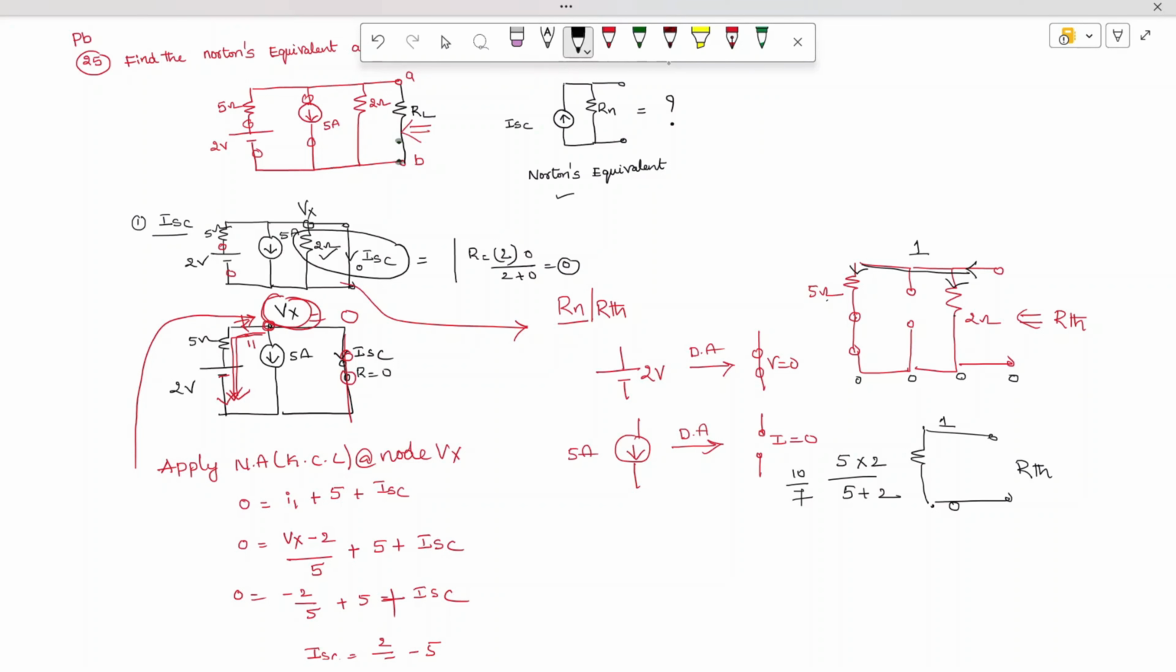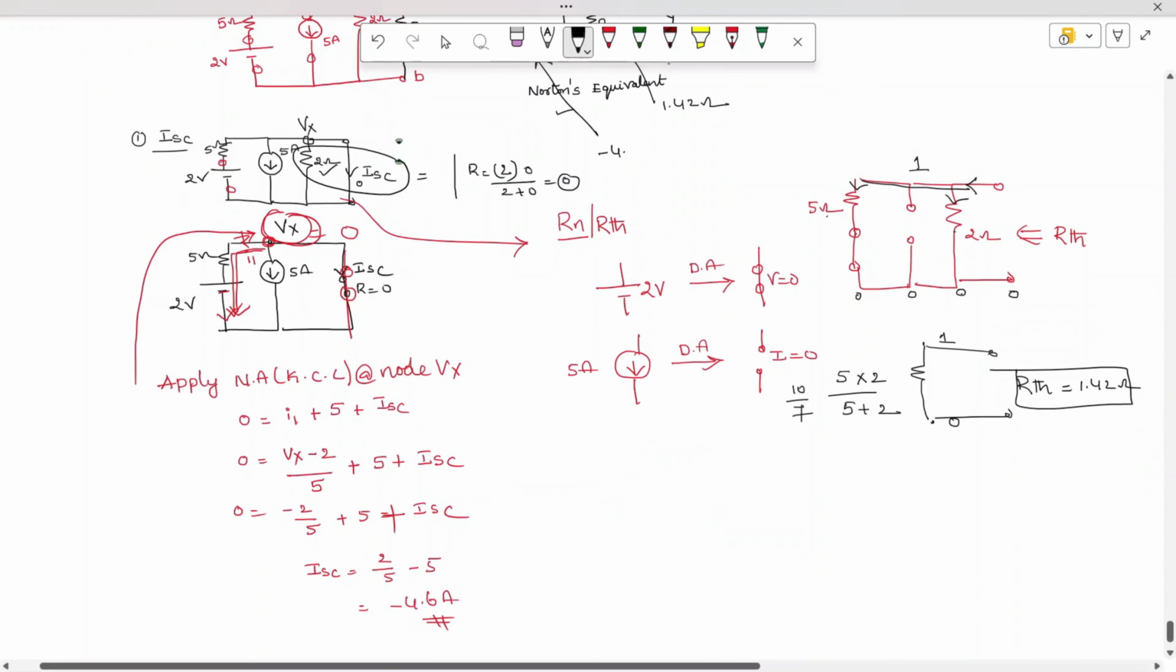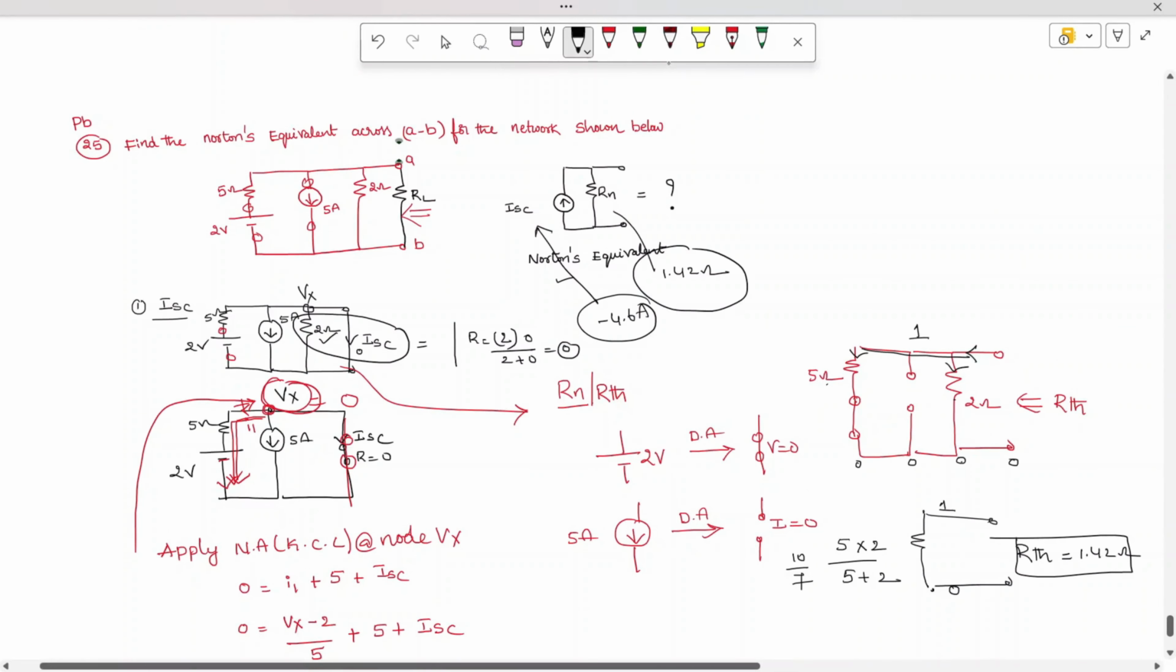We can find out this value. Just use your calculator and you will get this as 1.42 ohms. Therefore, this RThevenin or RNorton is 1.42 ohms, and the magnitude of this current, already solved, is minus 4.68 amperes. So this is the Norton's equivalent across the nodes A and B for the network.